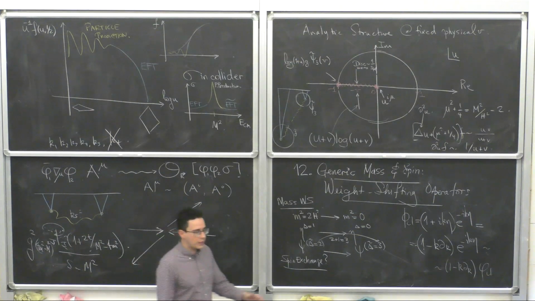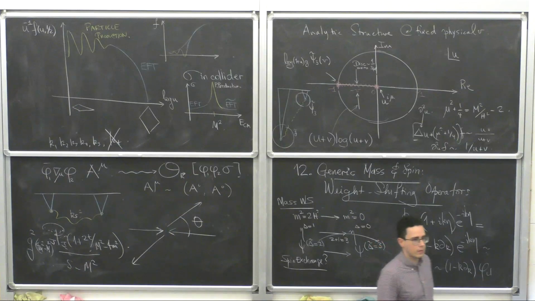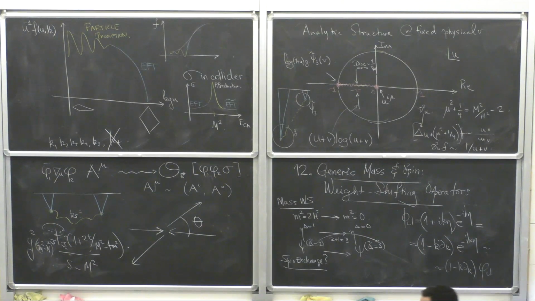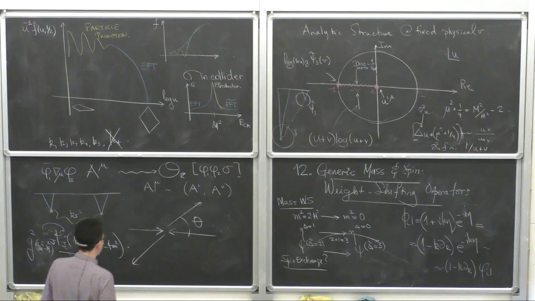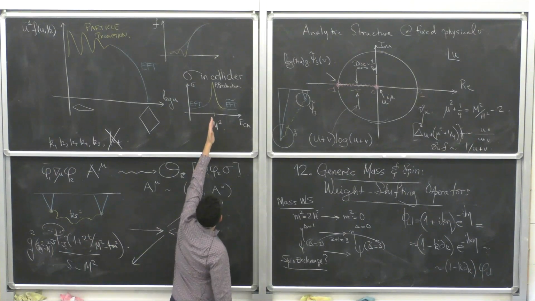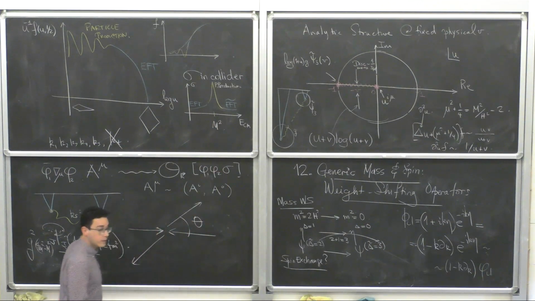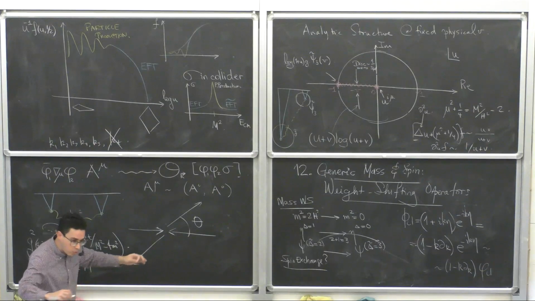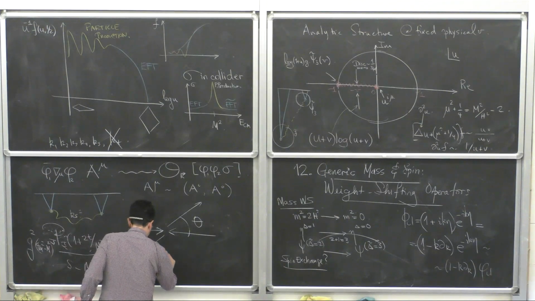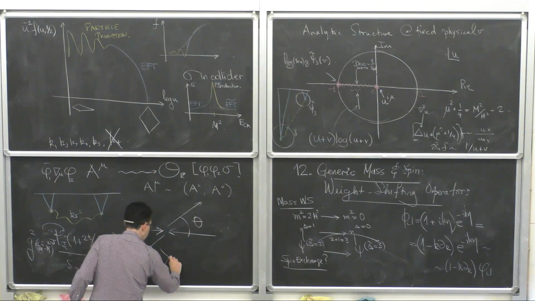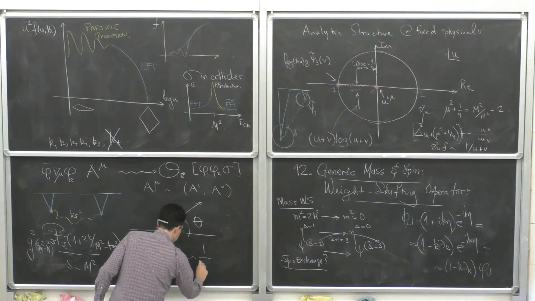What happens when you sit at the resonance? What happens to the amplitude? It doesn't vanish, no, it's blowing up. But more importantly, you're putting the particle on shell, so it can travel arbitrarily long distances. So it factorizes.